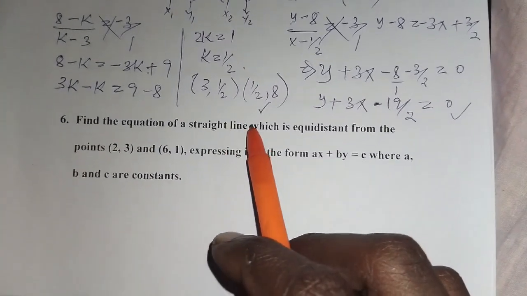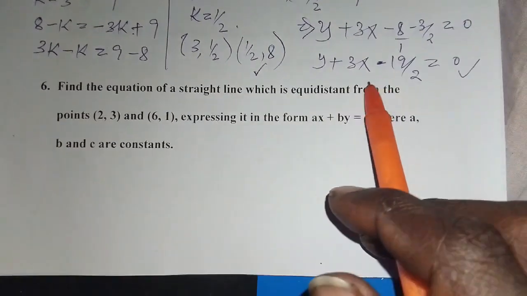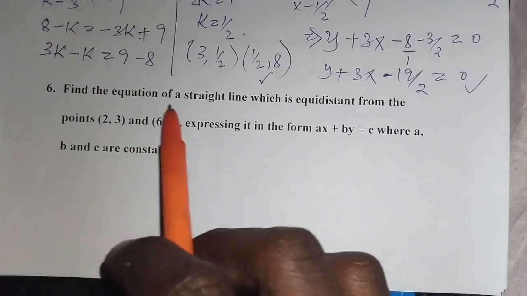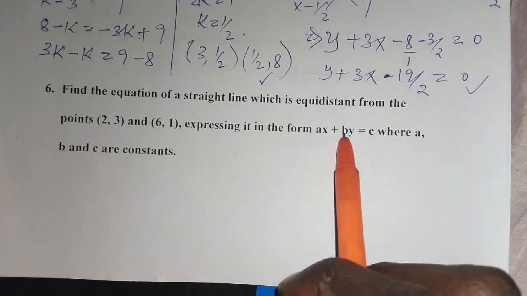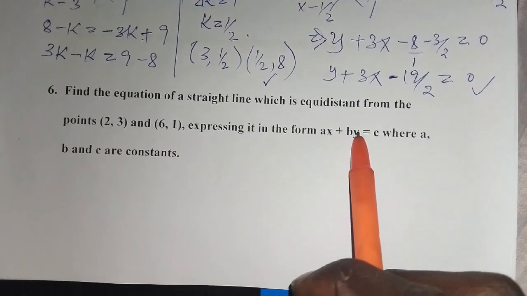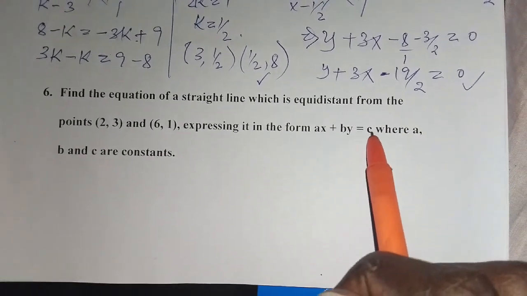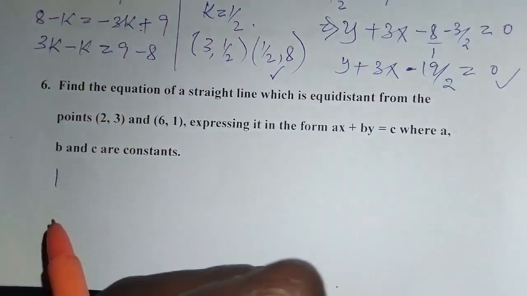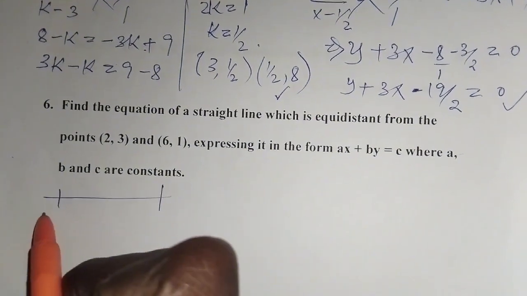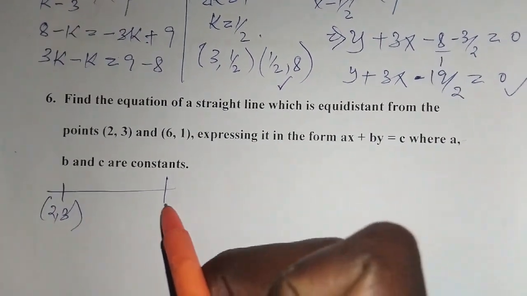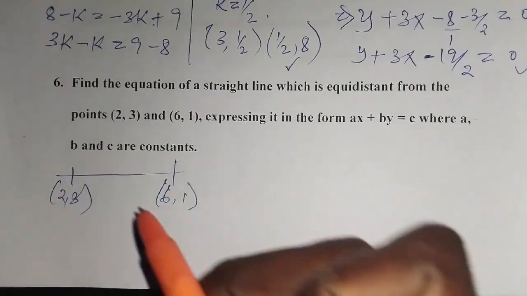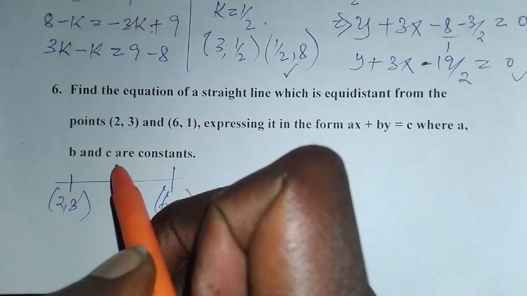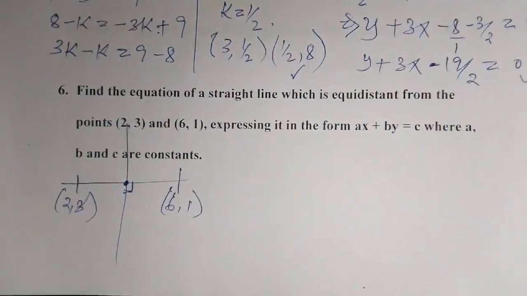Find the equation of a straight line which is equidistant from this point and this point. It means the point is at the midpoint of these 2 points. Expressing it in the form of ax plus by equals to c, where a, b and c are constants. So we have (2, 3) and (6, 1). So we need an equation of a straight line which is equidistant from these 2 points. It means they want the perpendicular bisector.